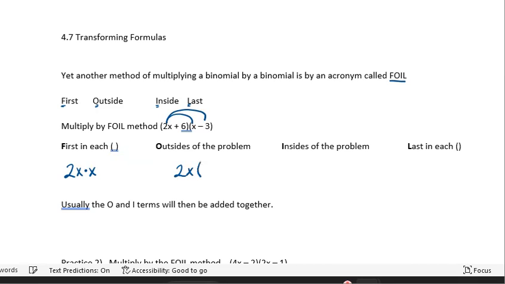So 2x times -3. And then we do the inside. So 6 times x. And then we do the last ones in each parentheses, the 6 times the -3. So I just use this to refer to because it helps me to draw my rainbows correctly, to make sure that I've distributed everything, but really it's just a distributive method.